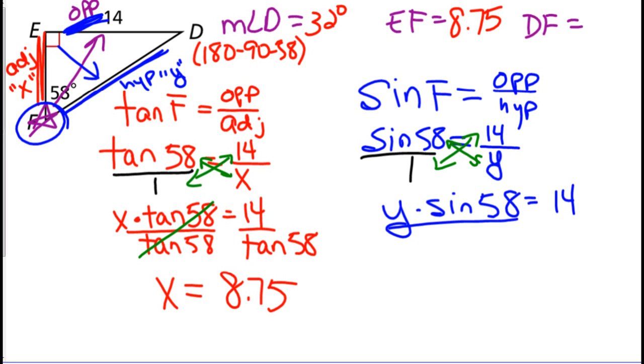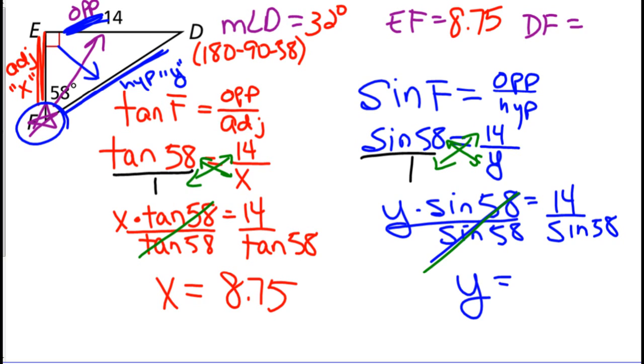You divide both sides by the sine of 58, because remember the sine of 58 is just a number. That's going to cancel. Oh, I might just change colors. That's going to cancel. There we go. Much better. So y equals, and then you just type it in, 14 divided by the sine of 58. You hit enter, and you get 16.508. So we're going to round it to 16.51. We don't have any units, so we don't have to label anything.